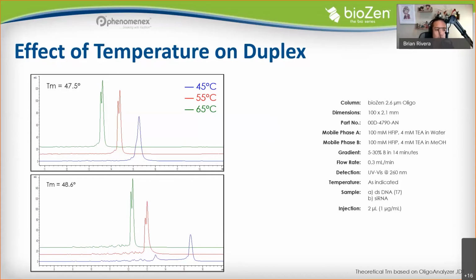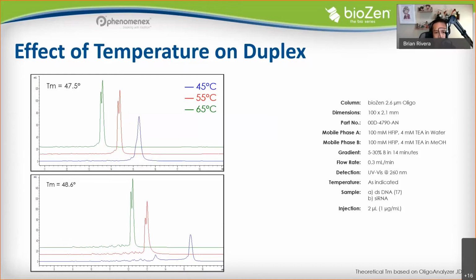Based upon the theoretical melting temperature here as calculated by Oligo Analyzer from IDT, you can see that as you're running hotter, and further away from that melting temperature, the separation improves. Of course, there are other chromatographic levers we could pull, whether that's adjusting the gradient slope or even decreasing HFIP in this example, that might be able to pull those two apart. But fundamentally, one must run at a higher temperature to see that dissociation.